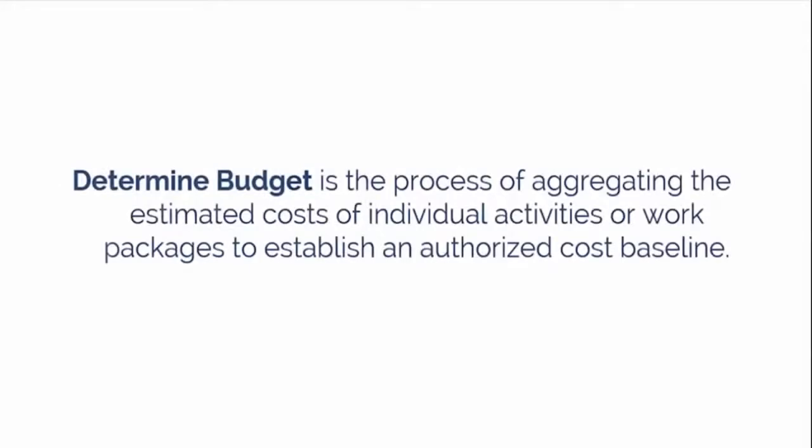The third process is determine budget. It is the process of aggregating the estimated costs of individual activities or work packages to establish an authorized cost baseline. We have just completed calculating the activity cost estimates, so now we can add them all up or aggregate them into work packages and roll them up to higher WBS levels. In other words, at the control account level and then all the way up to the total project level to establish an authorized cost baseline.